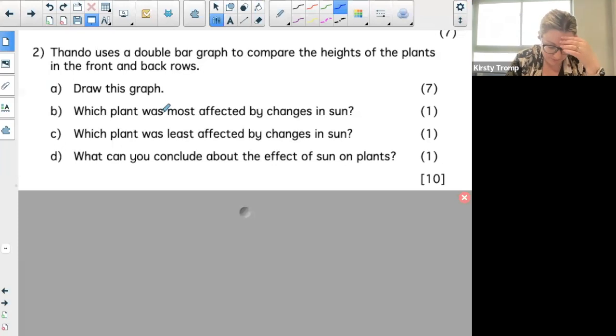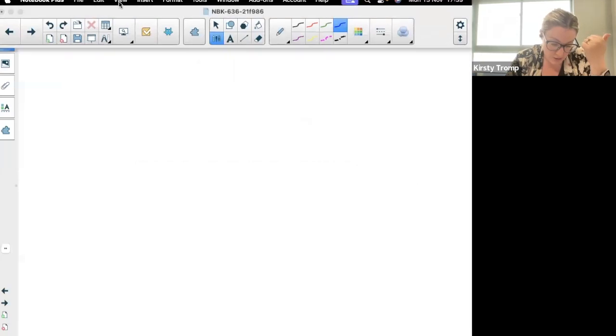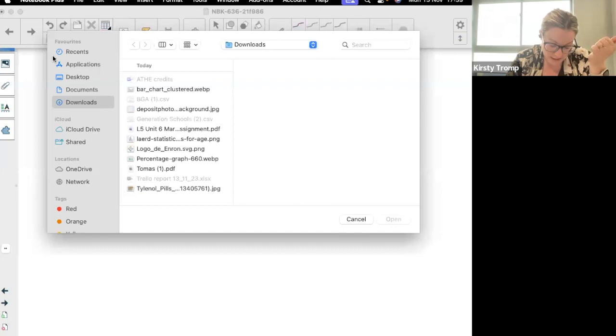All right. Let's go have a look. So you would draw this graph. Again, you can take a screenshot of this and go and practice this later on. So I'm going to insert this picture for us of what the double bar graph looks like.